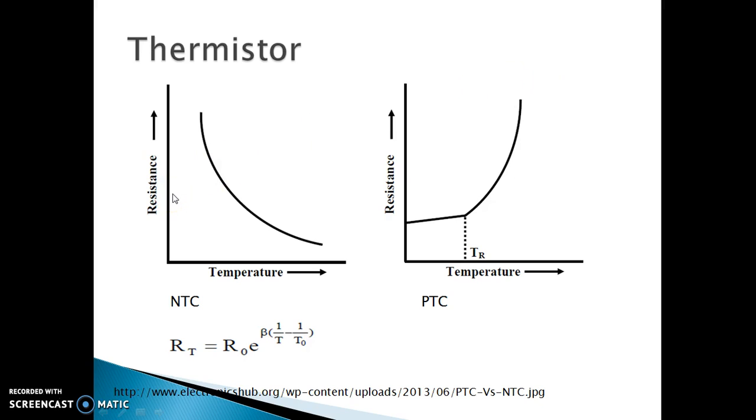The NTC, that is negative temperature coefficient, relies on the equation RT equals R0 into e raised to beta times (1 upon T minus 1 upon T0), where RT is the resistance at a temperature T, R0 is the resistance of the material at 0 degree Kelvin, beta is a constant related to the material used, T is the temperature at which we want to measure the thermistor resistance, and T0 is the reference temperature. Remember, the temperatures for these calculations are in Kelvin.